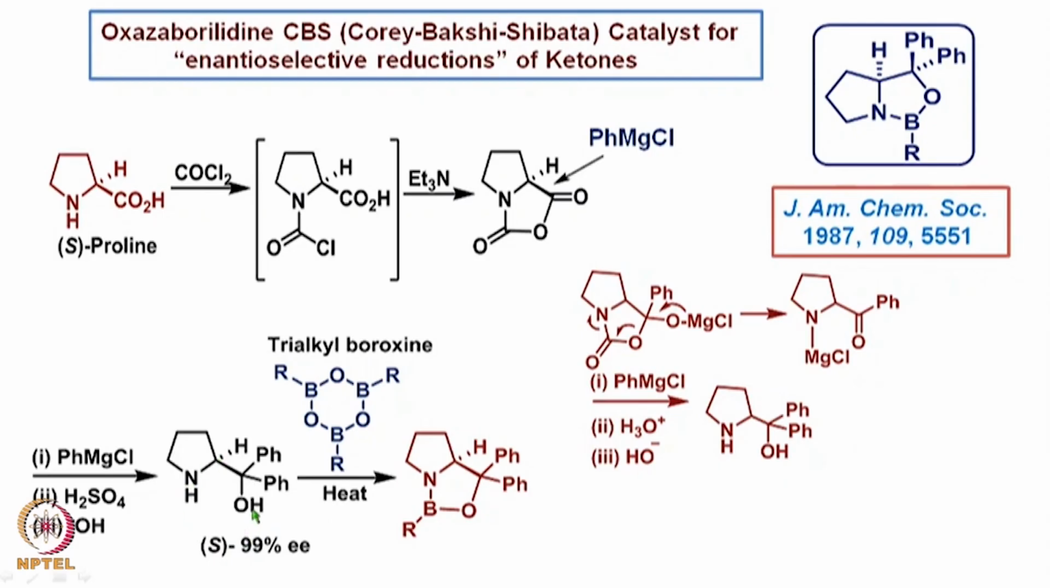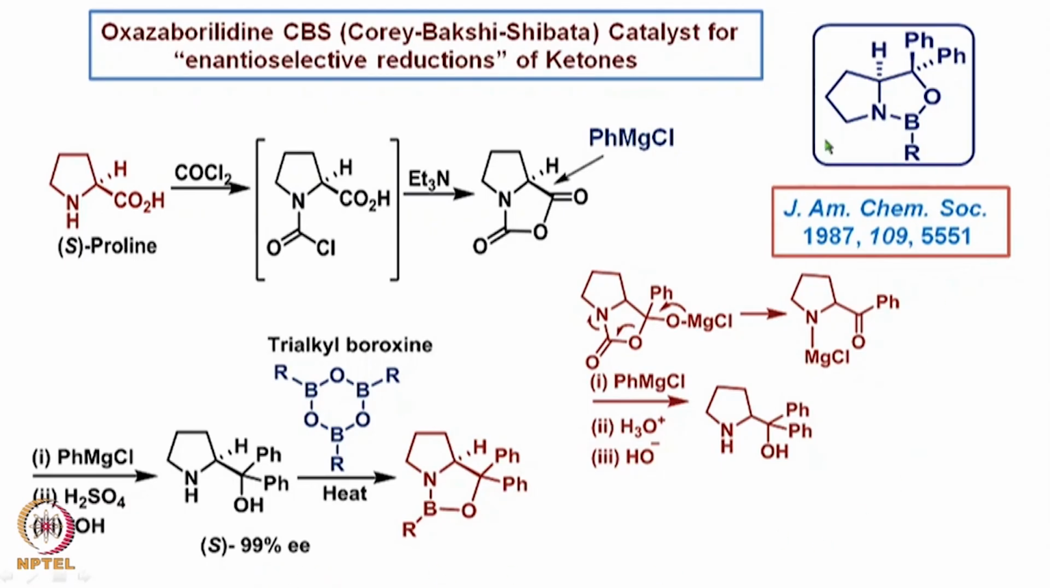Now, this amino alcohol then reacts with trialkyl boroxine, and there is a formation of a bond between nitrogen, boron and oxygen. That means this particular part of the trialkyl boroxine gets inserted between nitrogen and the oxygen to liberate the Corey-Bakshi-Shibata catalyst. Now, as you can see, we have not lost any asymmetric center, or we have not done any epimerization. Therefore, the enantiomer purity remains close to 99%.